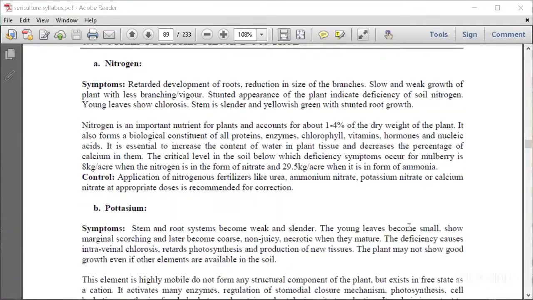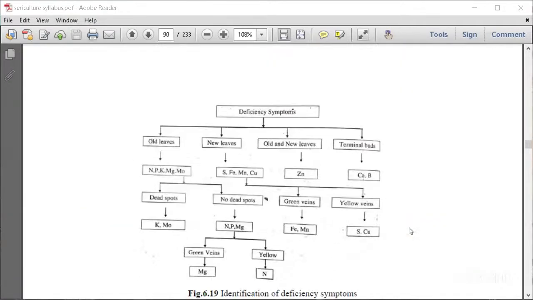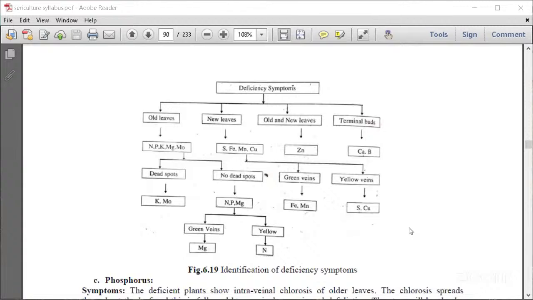Here you can see the structure flow chart, identification of the deficiency symptoms. When old leaves show deficiency of nitrogen, phosphorus, potassium, manganese, magnesium and molybdenum, it shows dead spots or no dead spots. Here you can see it's a simple flow chart.